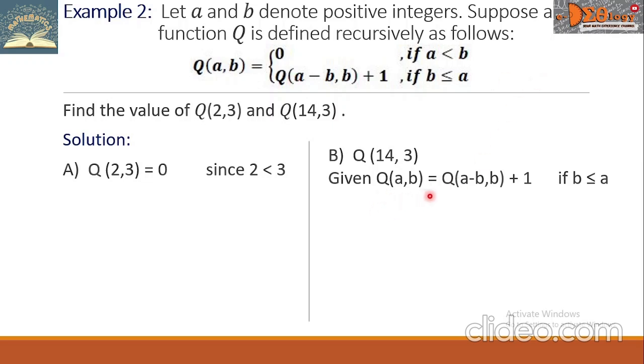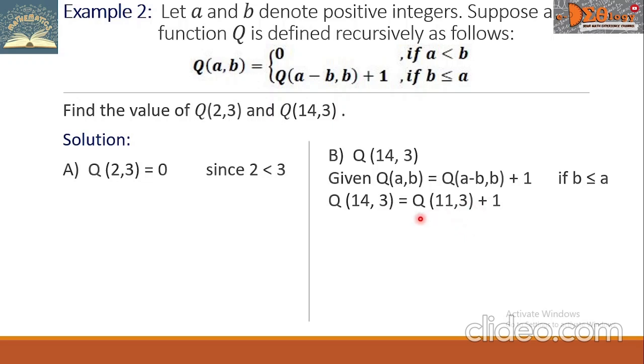Given Q of A, B equals Q of A minus B, comma, B plus 1 if B is less than or equal to A. We can see here that B is less than A, which is 3 is less than 14. So using our formula here, we write Q of 11, 3, then plus 1. This 11 here is the difference of 14 and 3. Then we copy this number 3 in here.